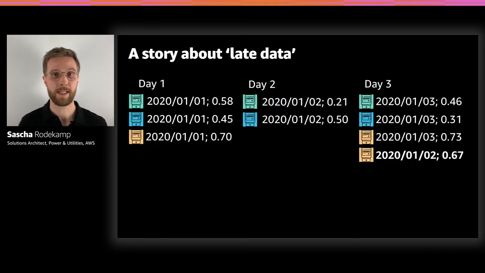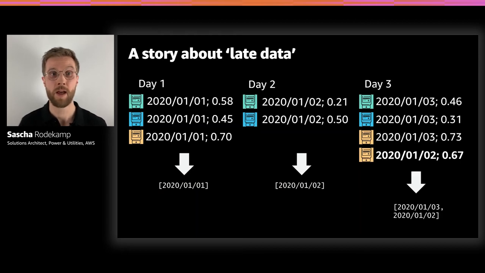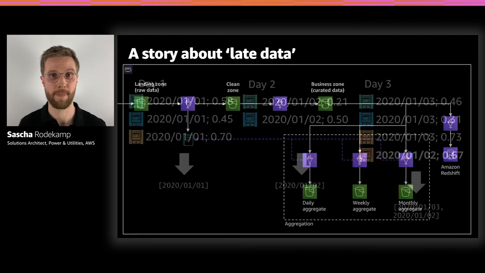So on the first day, this file would just contain one entry, the 1st of January, because we're just getting reads from the 1st of January. On day two, this file would just store another entry, the 2nd of January, because we're just getting reads for the 2nd of January. On day three, we get two entries in this file, the 3rd of January and the 2nd of January, because on this third day, we're getting this additional read for the 2nd of January.